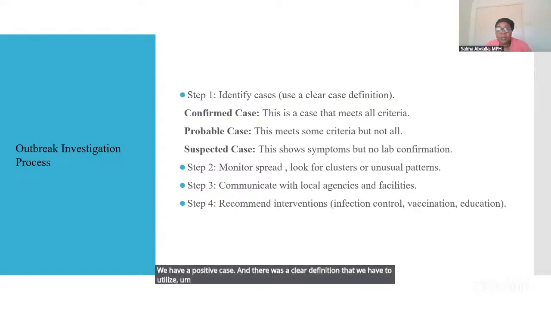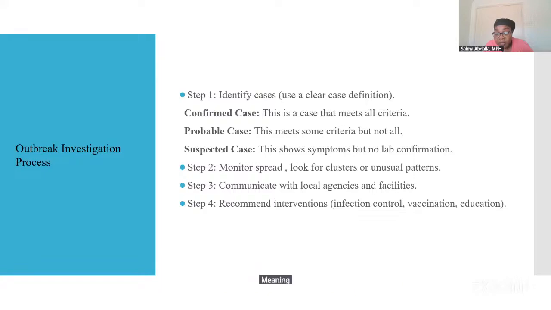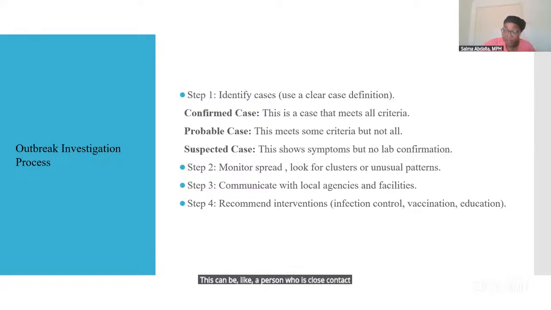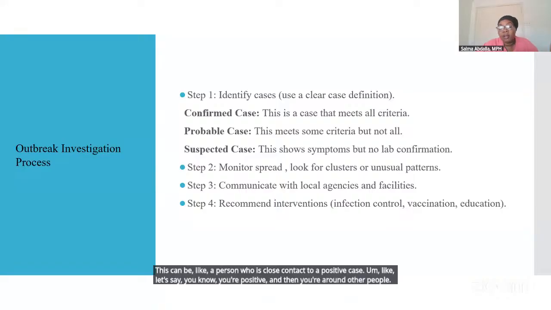A positive case has to be a confirmed positive case, meaning it meets all of the definition. For example, for COVID, they have to have symptoms and also a positive lab test. That's a confirmed positive case. We also have a probable case. A probable case is a case that meets some criteria, but not all. This can be a person who has close contact with a positive case. Let's say you're positive and then you're around other people, those are close contacts.